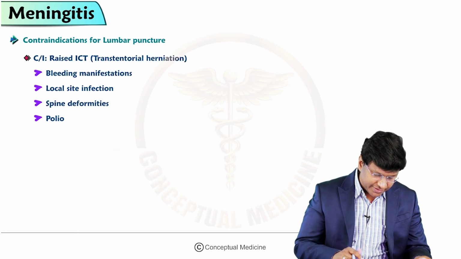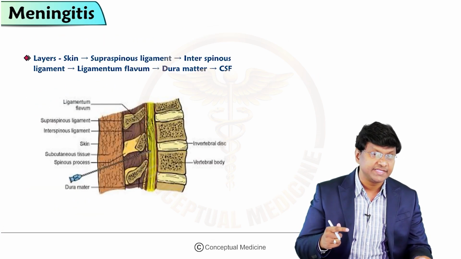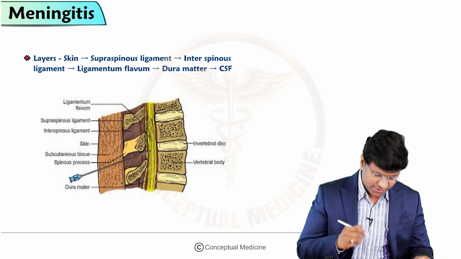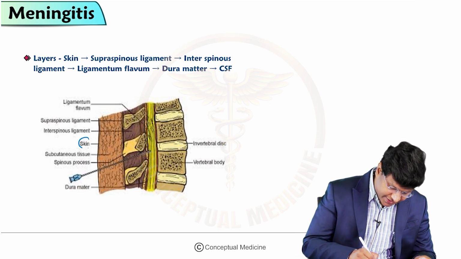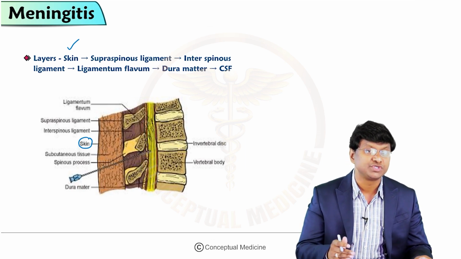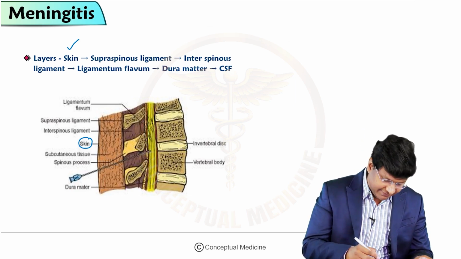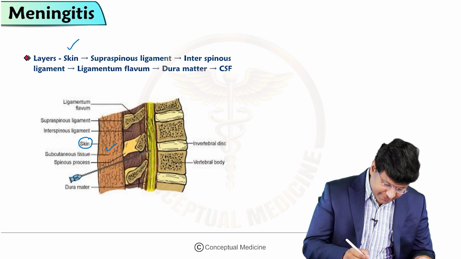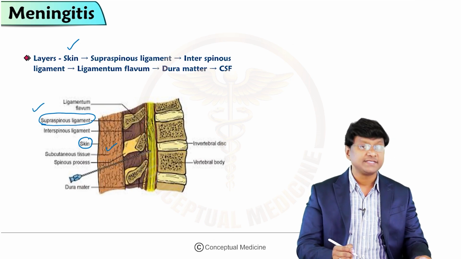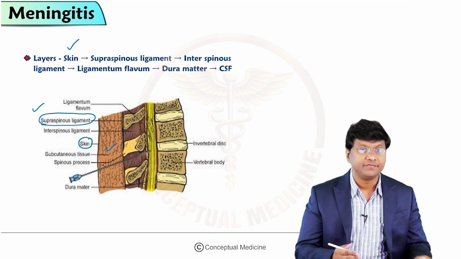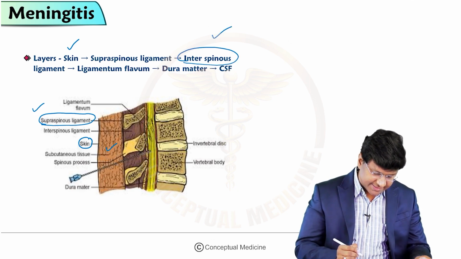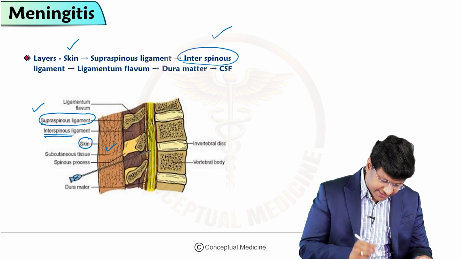Okay, now whenever you are doing the lumbar puncture, what are the layers through which the needle is being passed? The needle has to first pierce the skin. Then the next important tissue which will be pierced by the needle is the subcutaneous tissue. And beneath that subcutaneous tissue, we have the supraspinous ligament. And after the supraspinous ligament, we have the interspinous ligament.